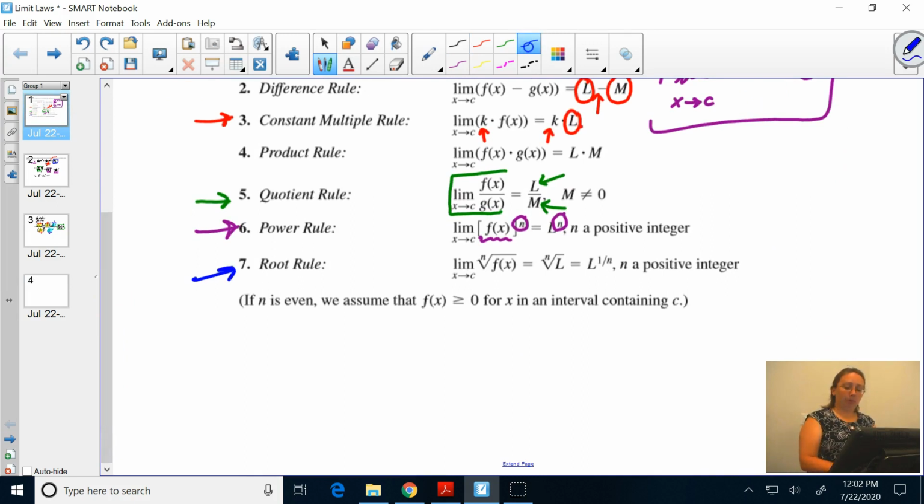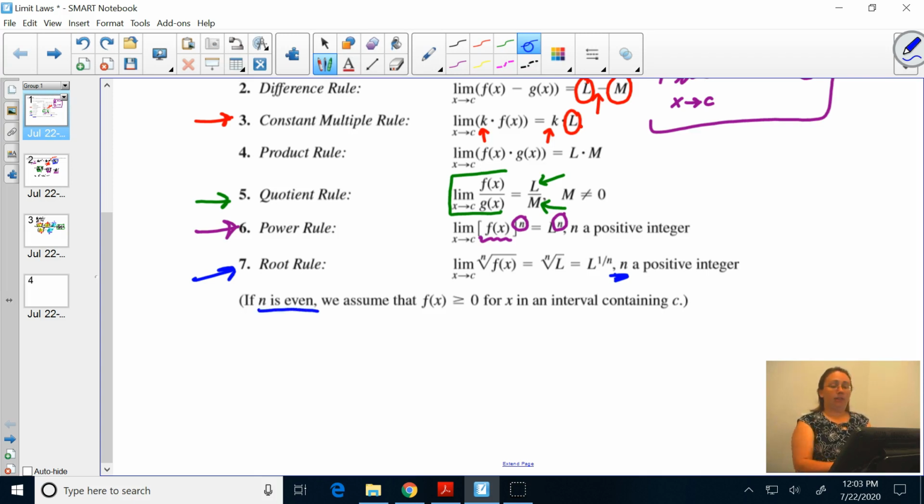Now the root rule is important to do separately, because it has a couple extra little things. Number 1, the inside of your root must be a positive number. If it's a negative number, then you're going to have to deal with that negative separately before you come and use the root rule.